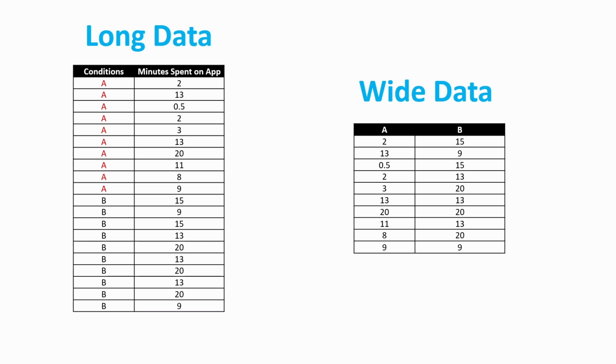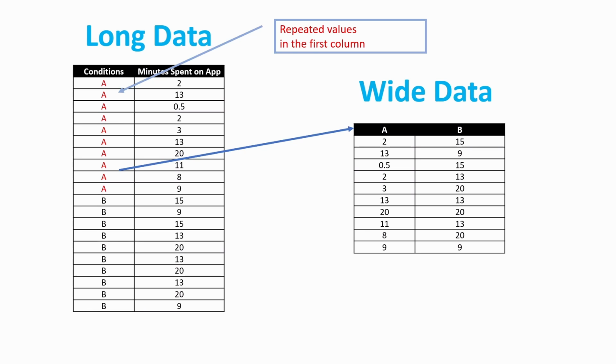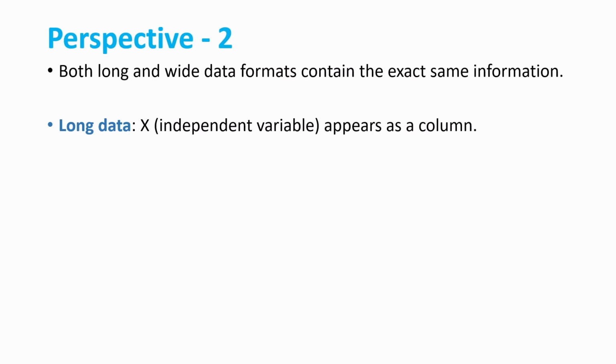What does it mean? If you look closely, in the long data format, the first column is different conditions, so A versus B. There are a lot of repeat values, A, B, B, B, B, B. So there are repeat values in the first column, but not in the wide data format. The first column has the data for condition A, so there are no repeat values. That's one perspective. Basically you can move the A into a column name. That's related to perspective 2, and of course these two perspectives are related.